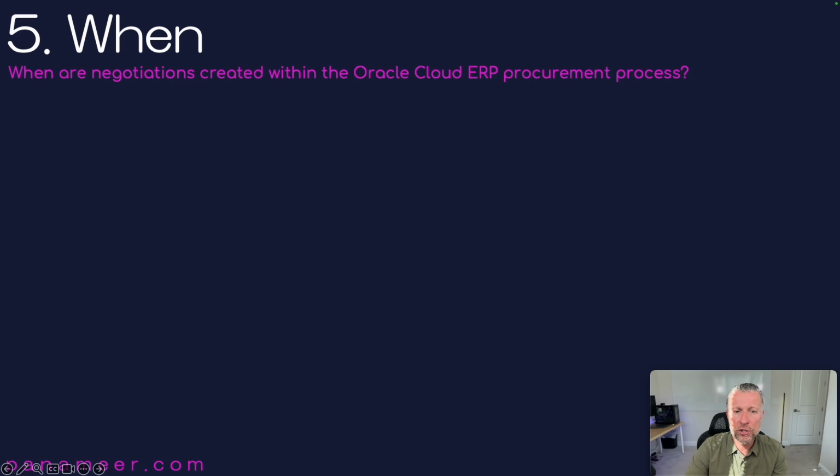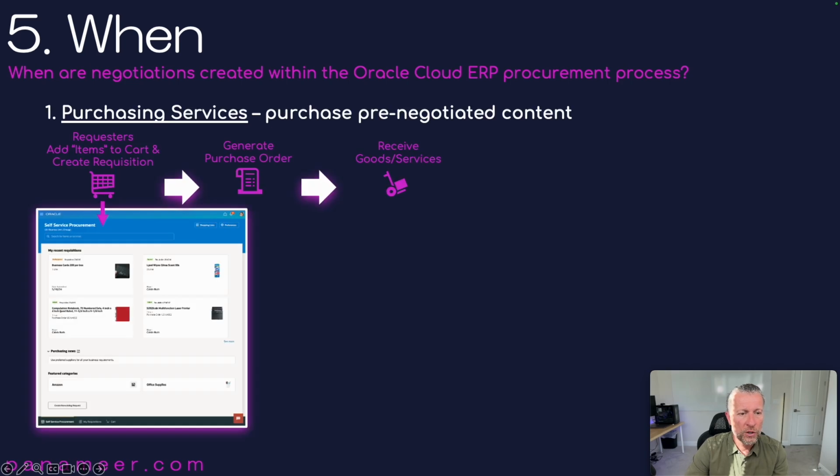Next, slide 5. When are negotiations created within the Oracle Cloud ERP procurement process? Let's take a look at that process. So first, we may have a requester using catalogs or smart forms or a punch out to purchase pre-negotiated content. So they fill up their requisition, submit it for approval, it goes automatically to a PO, and then goods are sent to desk or dock.